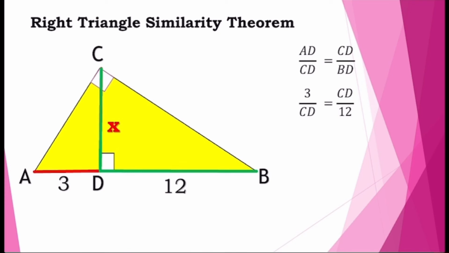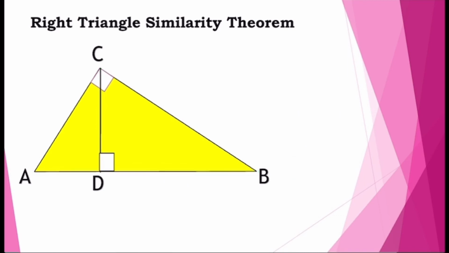Again, we're going to apply the fundamental rule of proportion. So we have CD times CD, which is CD squared, and 3 times 12 is 36. After that, let's extract the root so that we find the value of CD. So we have the square root of CD squared is equal to the square root of 36. Therefore, the value of CD is equal to 6.